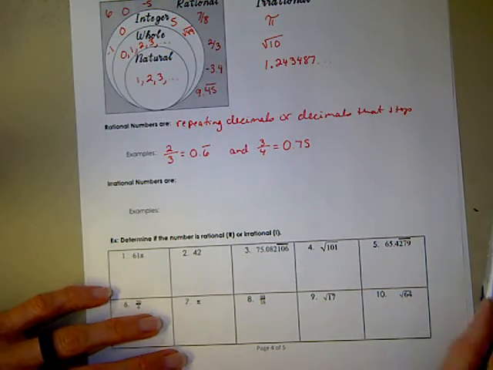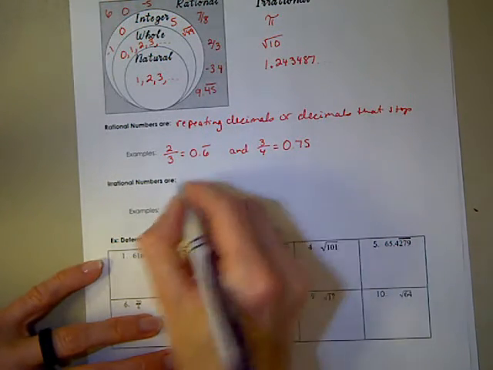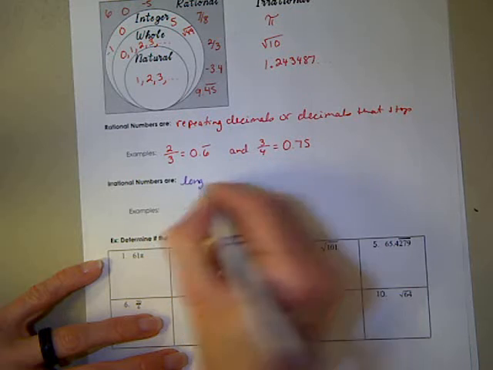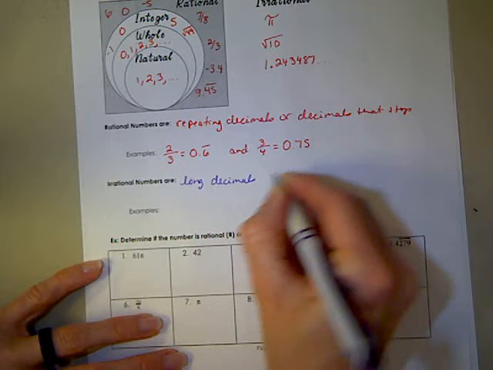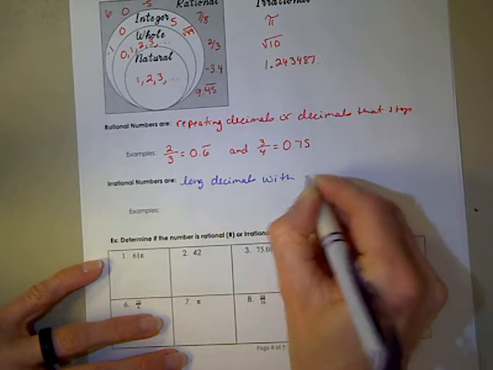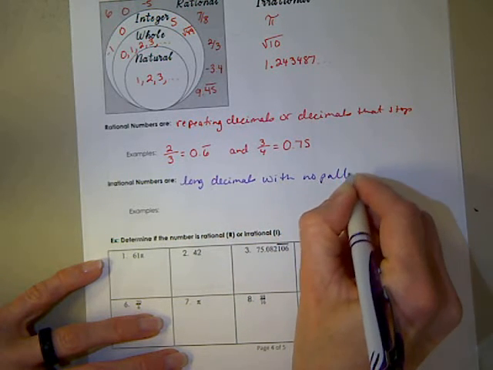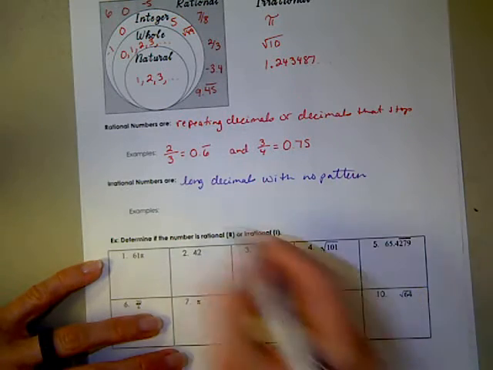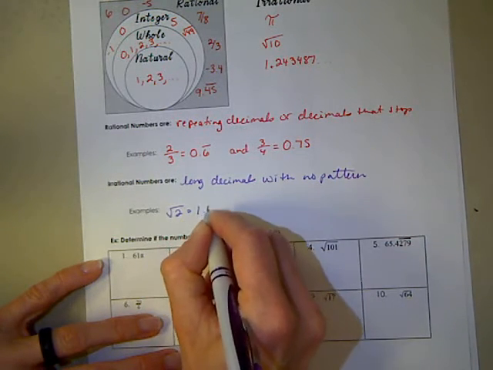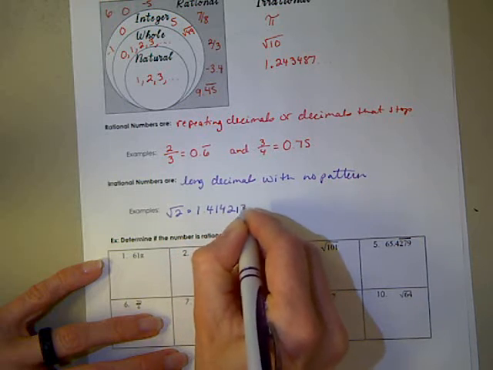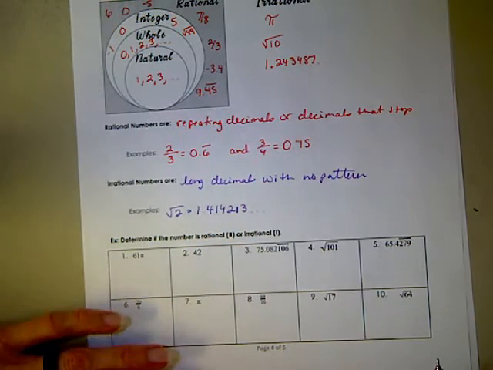Okay? Irrational numbers are those long decimals with no pattern, no repeating. So the square root of 2, if you type that in your calculator, you get 1.414213, and it keeps going and going.